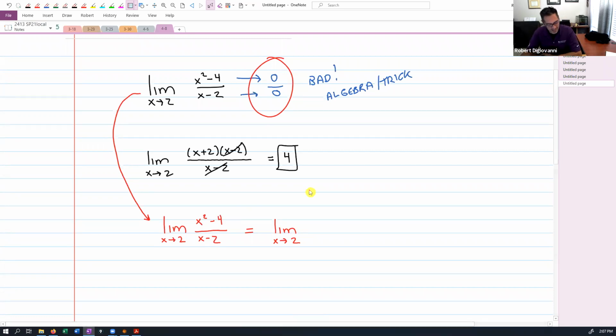I don't know. It should be 2x on top, and then on the bottom, derivative of the bottom, which is just 1, right? And then you replace x with the 2, and we get 2 times 2 on top is 4. 4 over 1 is 4, and we get our answer, which is the same answer. And it's not a coincidence. That's what the rule says.